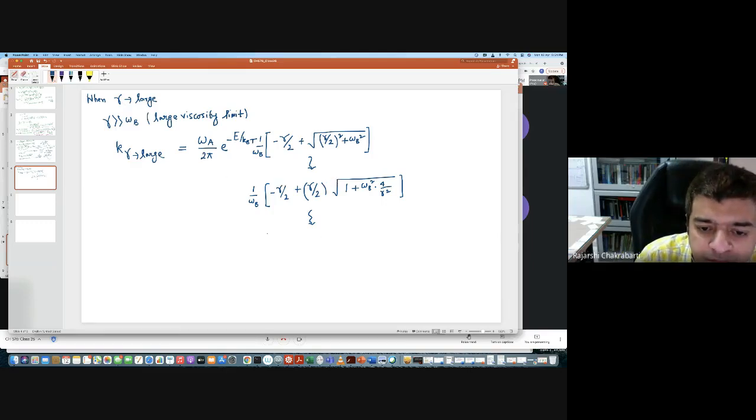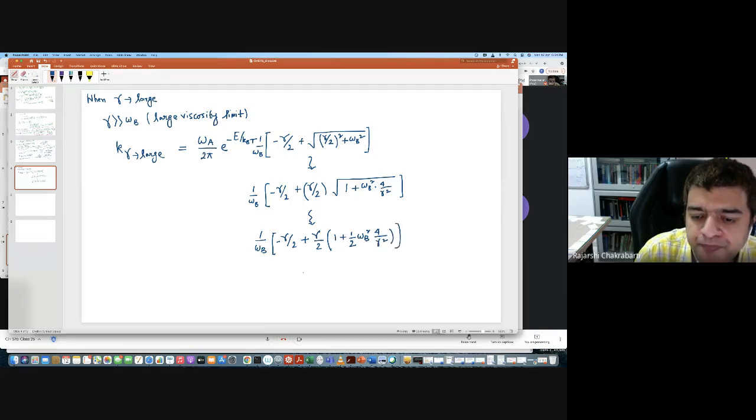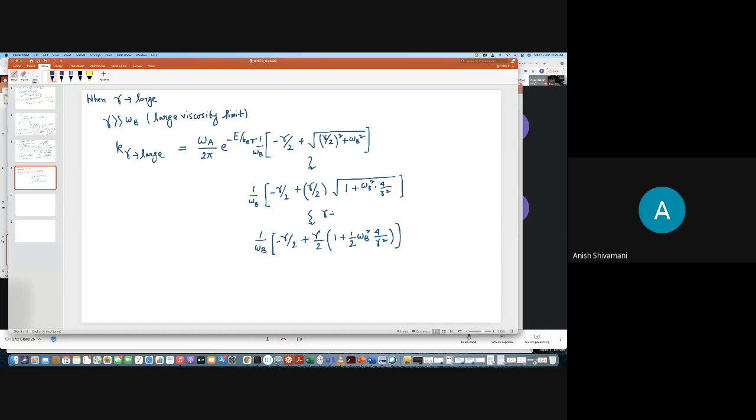So this will give me... now I know that gamma is very large, so this is very small. So what will happen to this? This is going to be 1 plus half. This is fine.